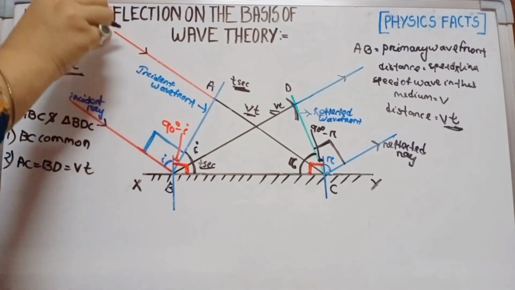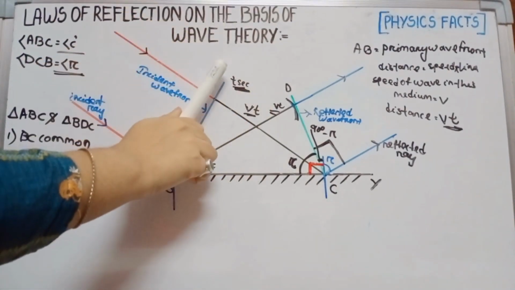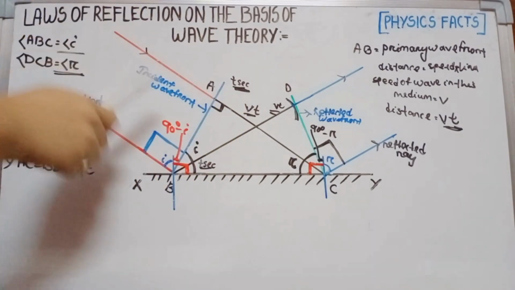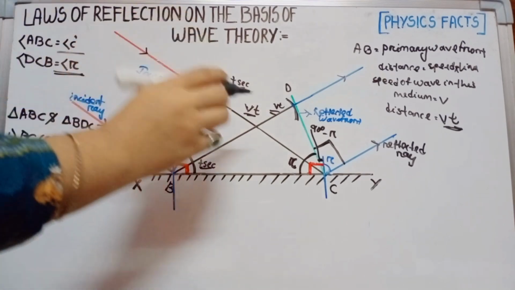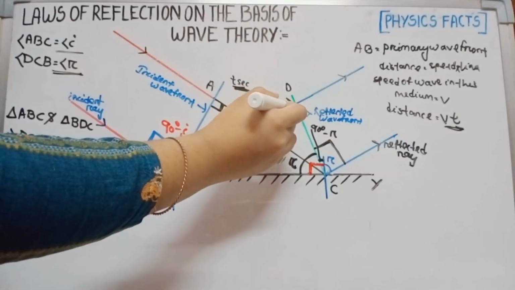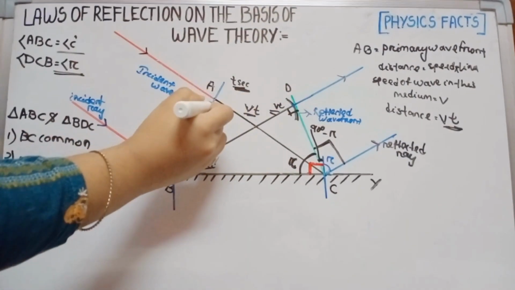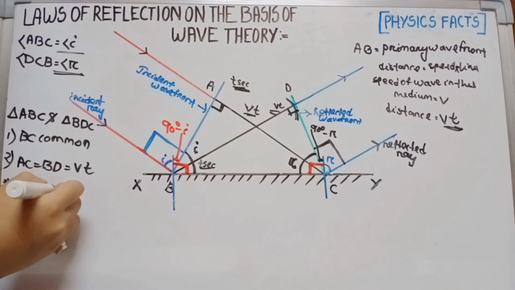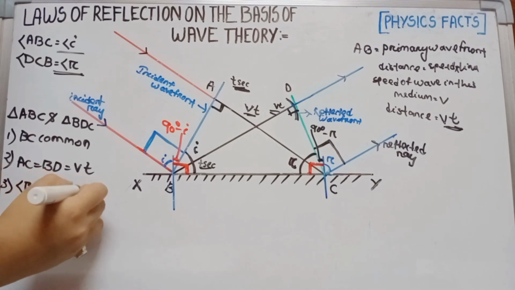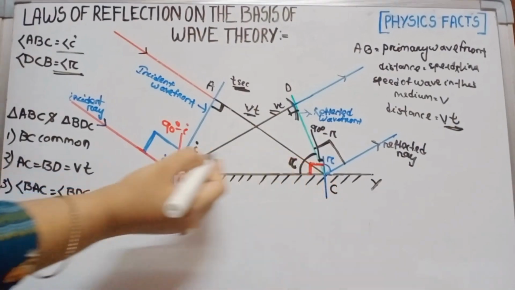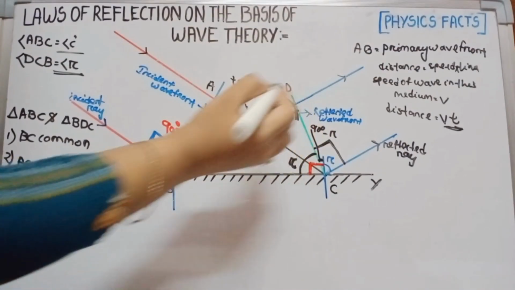Also, this one is the incident ray. This one is the incident wavefront. This incident ray and incident wavefront are perpendicular to each other. Also, reflected ray and reflected wavefront are also perpendicular to each other. That means these two angles are 90 degrees. That means the third one is angle BAC equals angle BDC equals 90 degrees. These two angles are 90 degrees.